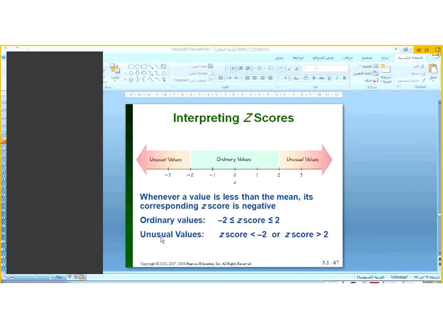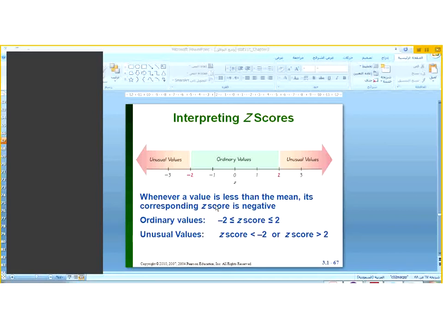Okay? So in my previous example, we calculated the z-score and it was equal to -3. Is it an ordinary or unusual value? What do you think? O or U? Ordinary or unusual? Unusual of course. Why? Because -3 is less than -2.